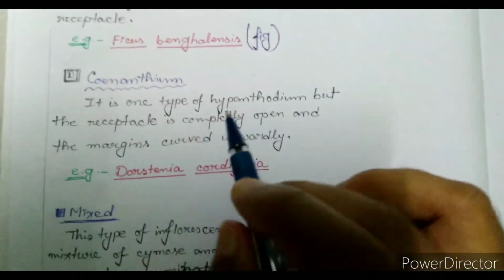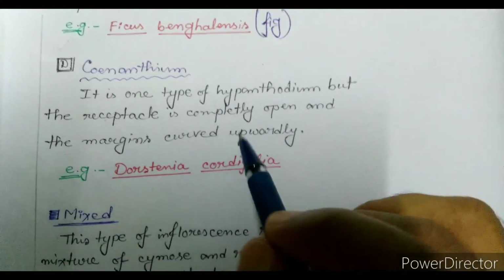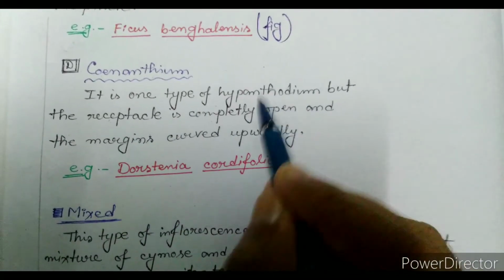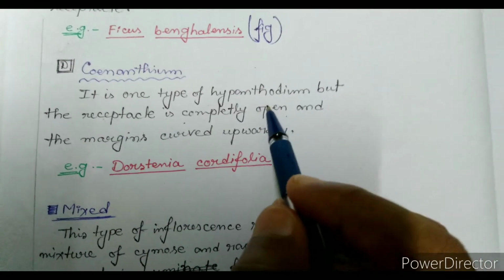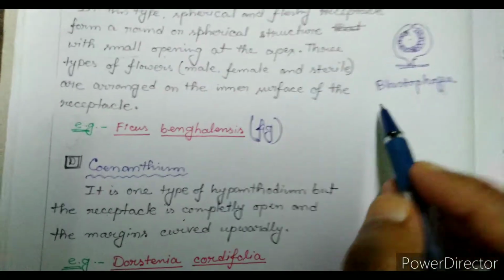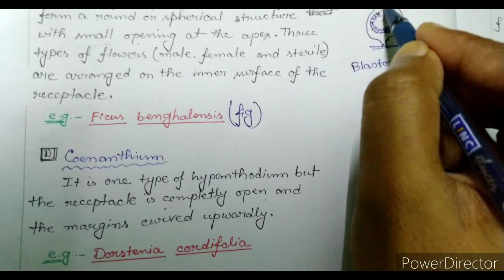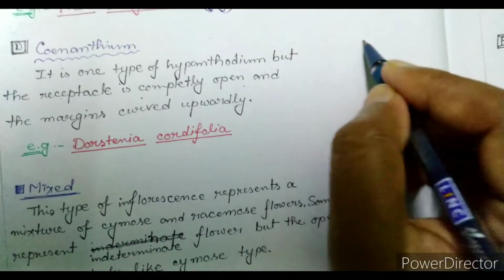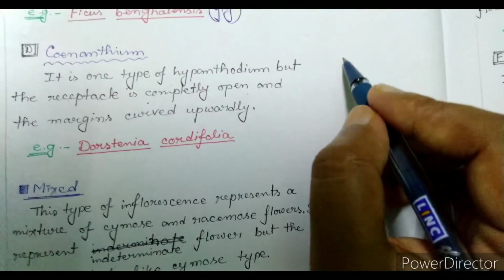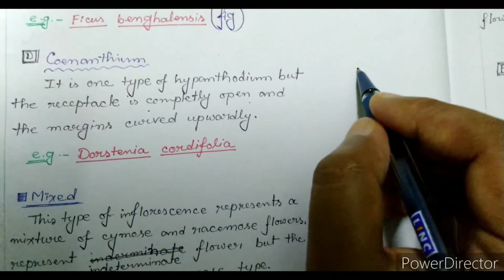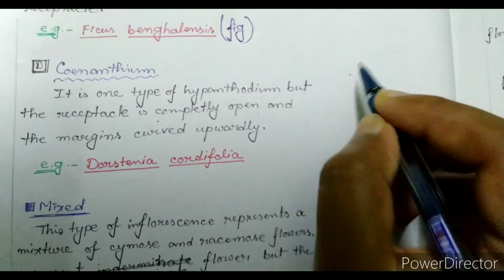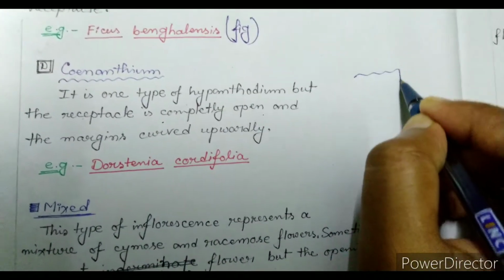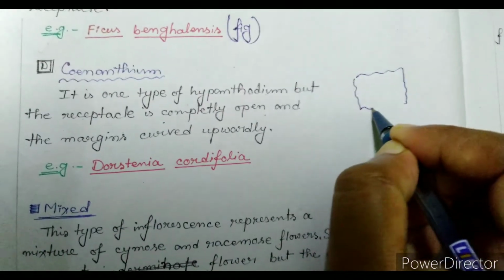Next we talk about Coenanthium. What is Coenanthium? It is a type of Hypanthodium, but the receptacle is completely open. We know in the case of Ficus bengalensis the receptacle is closed, with a small opening at the apex. But in Coenanthium, the whole inflorescence, or the receptacle, is completely open, and it looks like this.